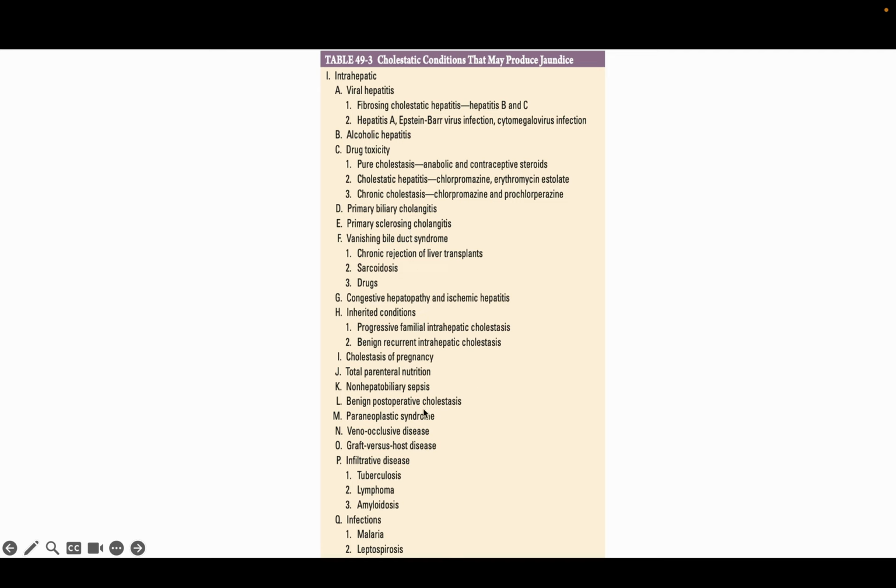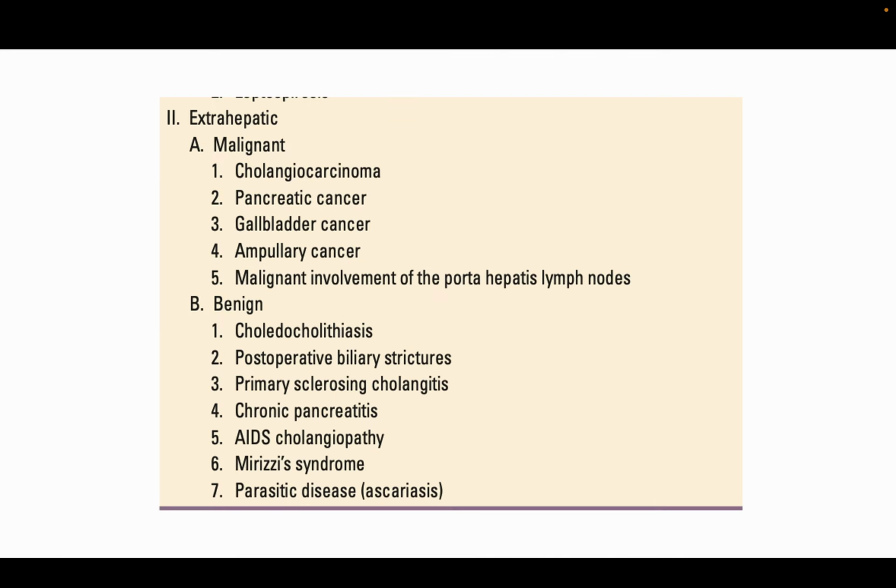Cholestasis of pregnancy, paraneoplastic causes, and veno-occlusive diseases, like we mentioned in the case of Budd-Chiari syndrome. Graft versus host disease can also cause intrahepatic cholestasis. So that is also a possibility. Veno-occlusive disease is seen after bone marrow transplant because of the drugs we use, like melphalan. Infiltrative diseases like lymphoma and tuberculosis, and infections like malaria, are all causes of cholestatic jaundice that can be intrahepatic, because of congestion and liver inflammation.